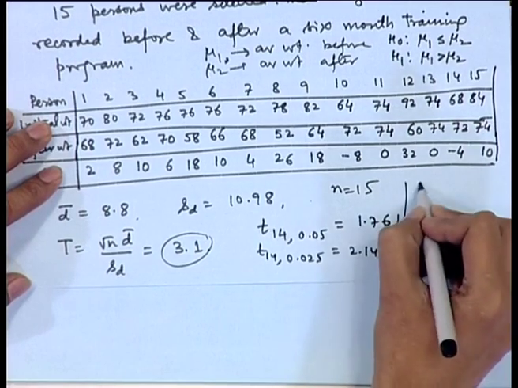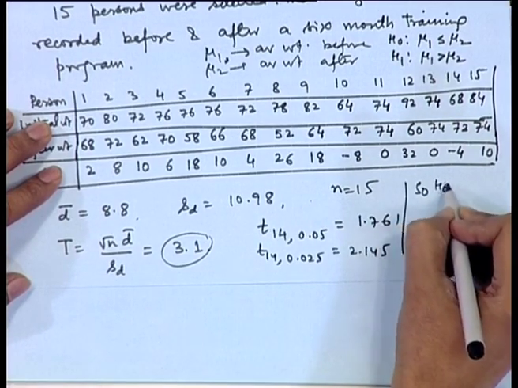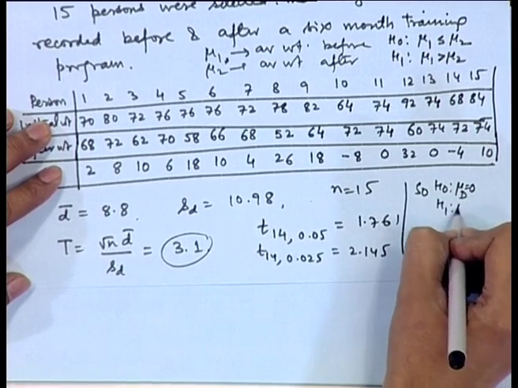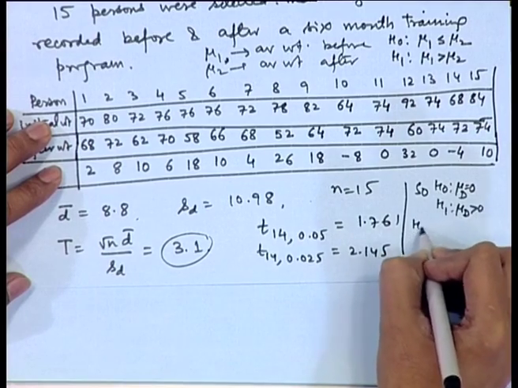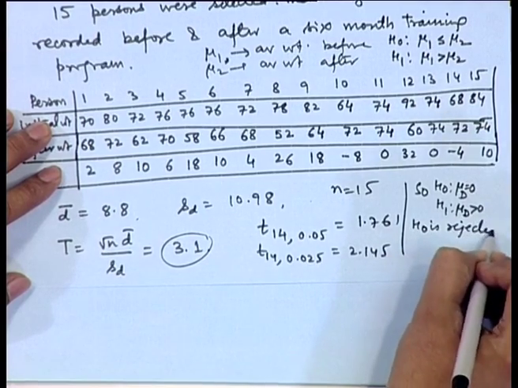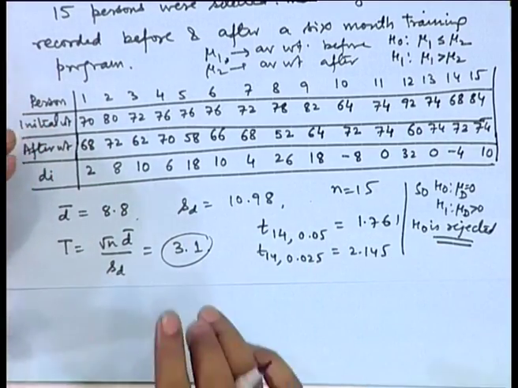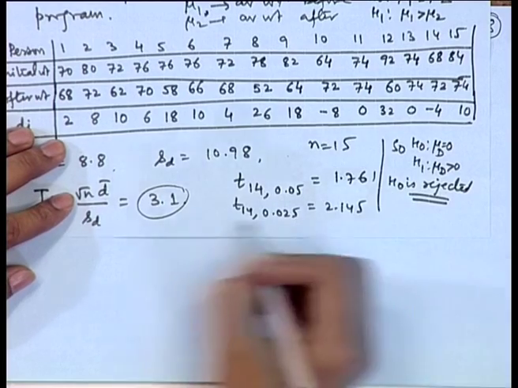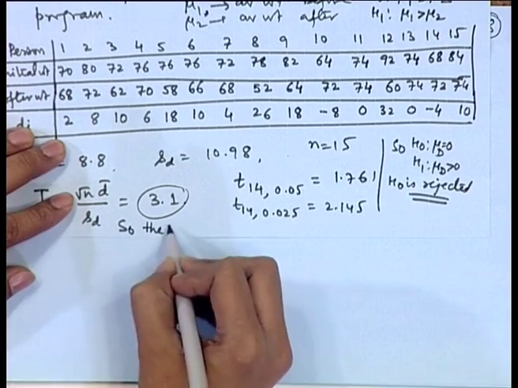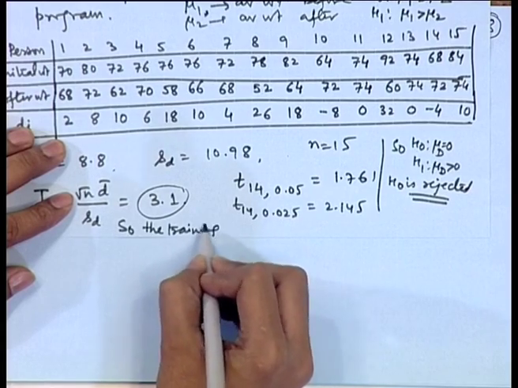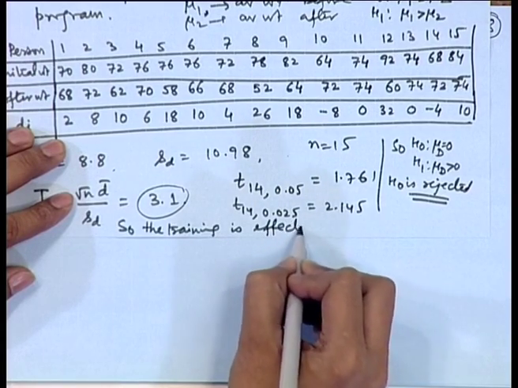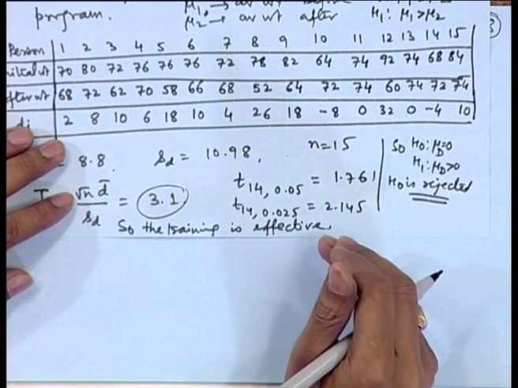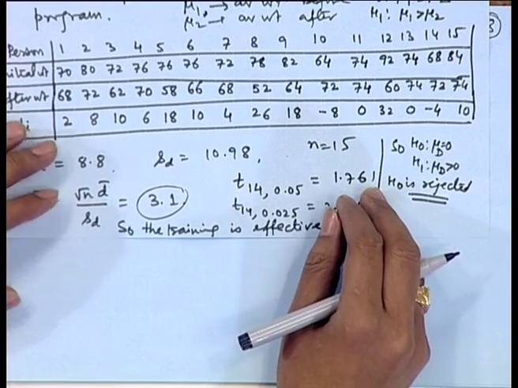So, the hypothesis H naught: mu d is equal to 0 against mu d greater than 0 is rejected. That means we conclude that the exercise program is effective. So, the training is effective. We are concluding that there is a significant reduction in the weight after the 6-month training program.